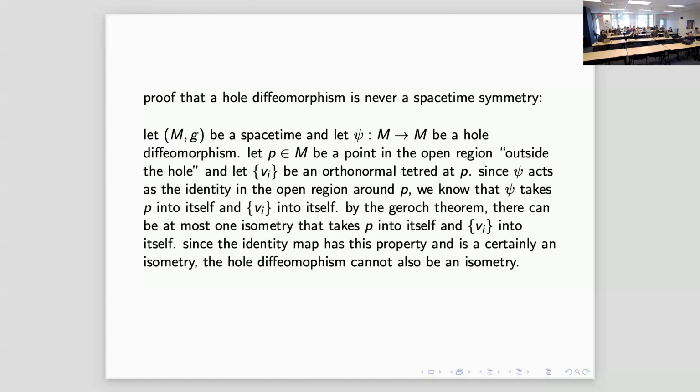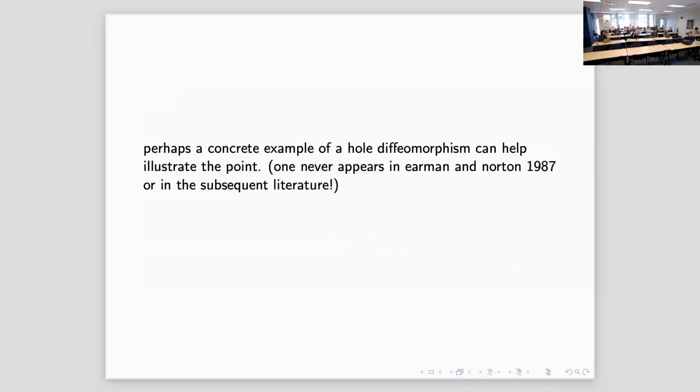Okay? All right, so that's a proof, and perhaps that convinced you. I've noticed it doesn't always convince people, even a proof. So here's another go at this idea. Here's a concrete example of a hole diffeomorphism. It's kind of in response to that line of thought concerning Minkowski spacetime earlier. Let's do a hole diffeomorphism on Minkowski spacetime. Let's work out all the details and see how it works out.